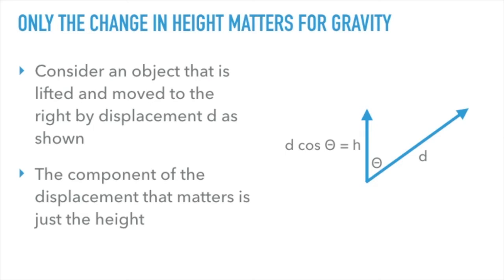So this is an example of why, when some people ask, is cosine always with the x direction? Not always. Here we have the angle defined between the displacement and the vertical, because that's the direction that matters for gravity.